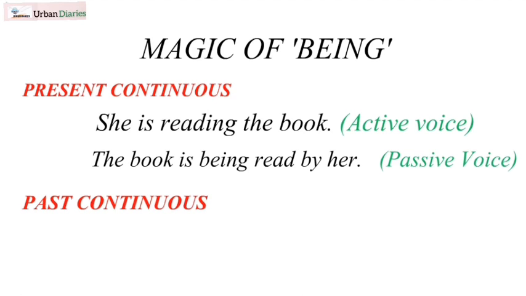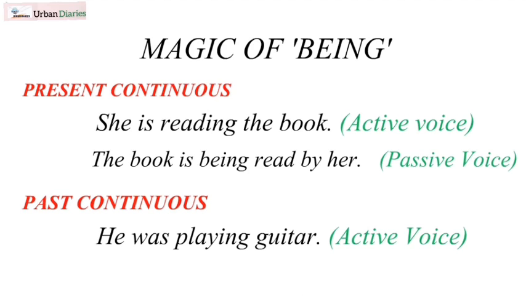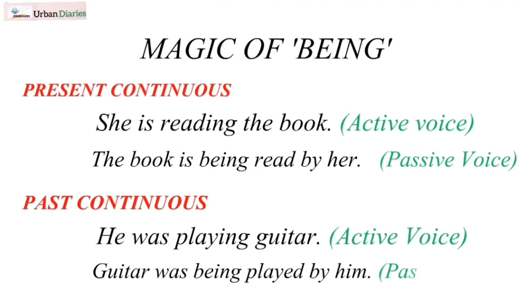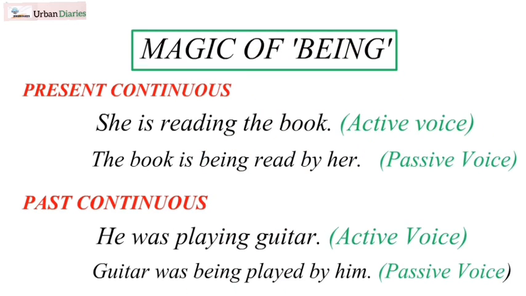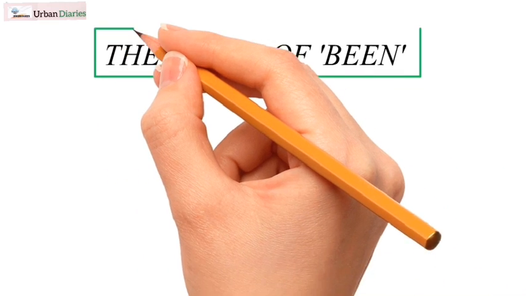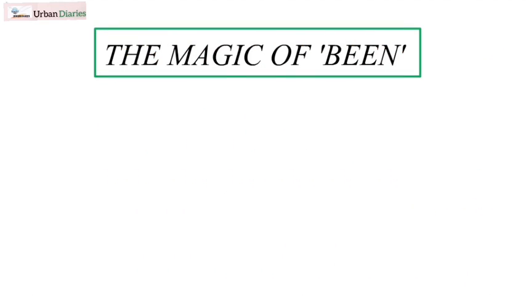If you have past continuous tense, you may get a sentence like he was playing guitar. So again, just put being in the structure. The answer would be the guitar was being played by him. Isn't it easy? So in all continuous tenses, you just have to put being. Now in all perfect tenses, for example, present perfect, past perfect and future perfect, you just need to put been. B-E-E-N. Been, right?